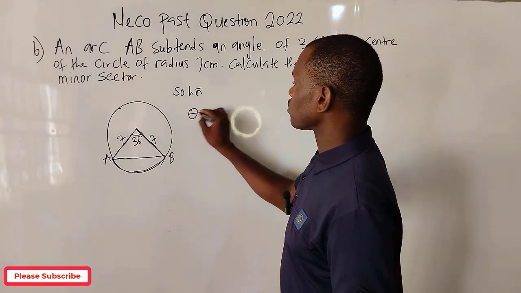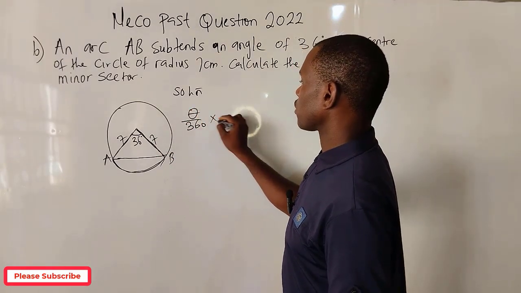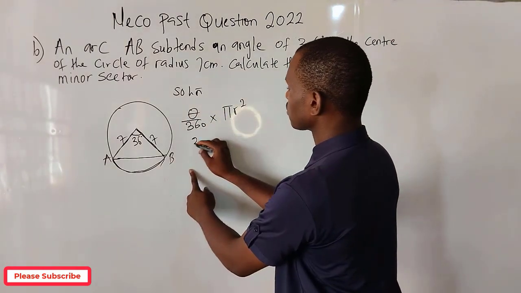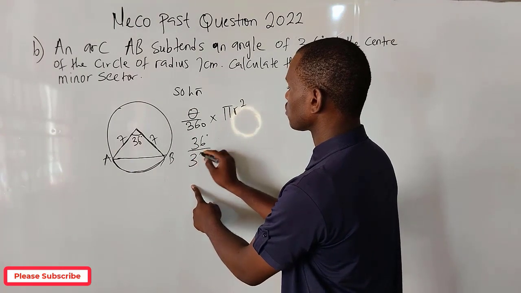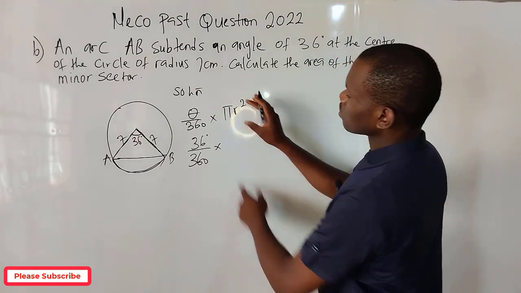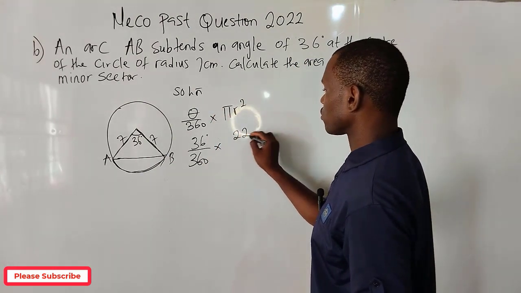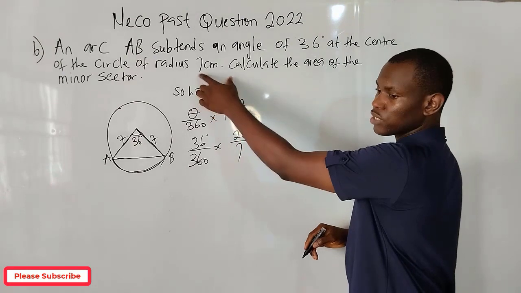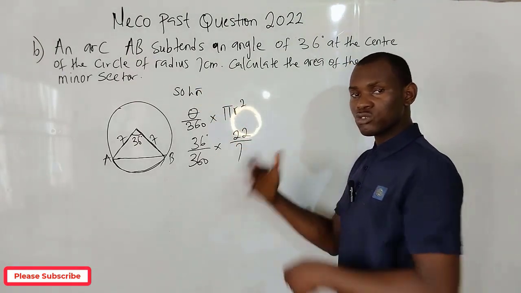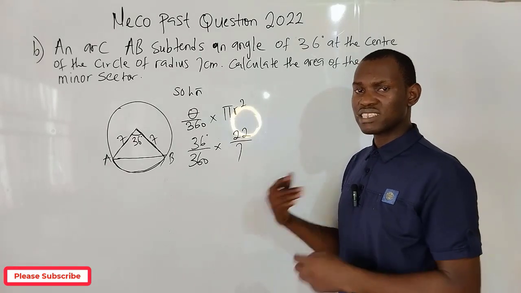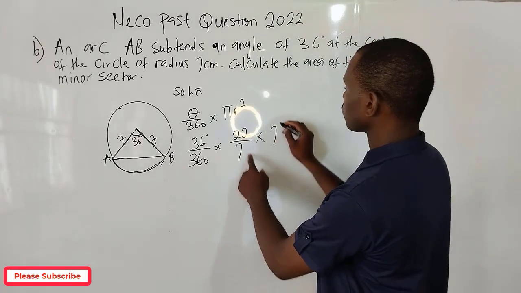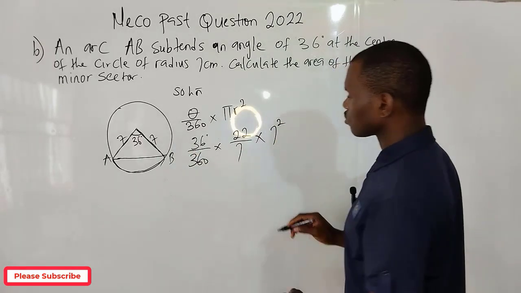So the formula we are using is theta over 360 times pi r squared. Let's substitute. This is 36 degrees over 360. That's my angle. Times, we are asked to use pi as 22 over 7. Please take note of that. It was included in the equation. If you are not told to use pi as 22 over 7, use 22 over 7 constantly, except when you are told to use 3.142. Times 7, our radius, is 7 raised to the power of 2.